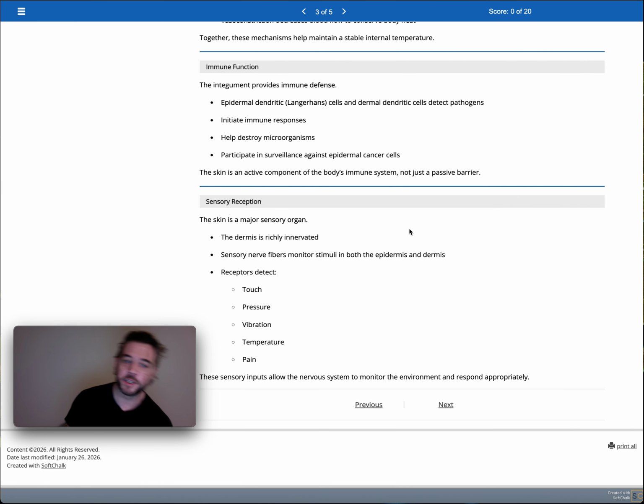All right, last one, sensory reception. The skin is a major sensory organ. The dermis is very innervated. Again, that means it has a lot of nerve endings, receptor nerve endings, to detect things like heat, pressure, shape, vibration, pain, all of those different things.